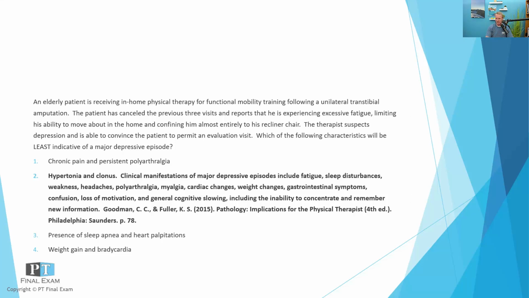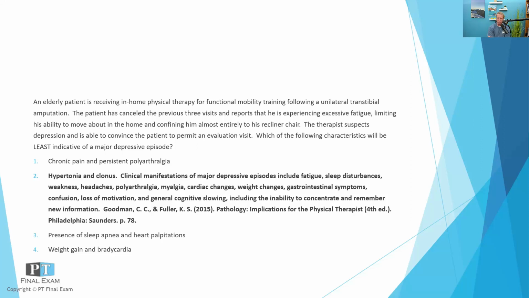So that excessive fatigue, sleep disturbances, weakness, headaches, polyarthralgia, myalgia, so they can have multiple joints hurting, they can have muscles hurting, back pain is high on the list, headaches, cardiac changes, including palpitations, heart murmurs. You can get bradycardia or tachycardia, weight gain or loss, so weight changes, gastrointestinal symptoms, like constipation, upset stomach, confusion, loss of motivation, general cognitive slowing, including the inability to remember new information. Really, there's a whole battery of symptoms that can be present in major depressive episodes or major depressive disorder.